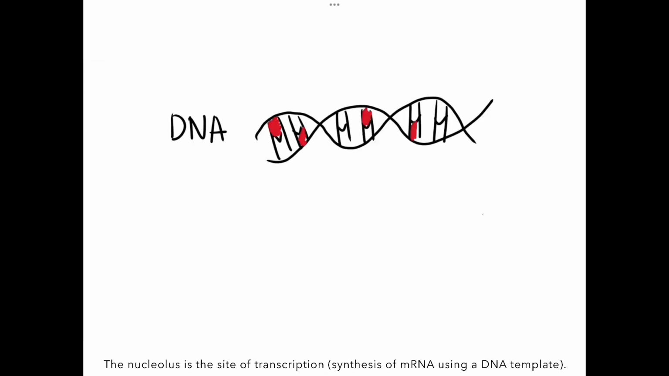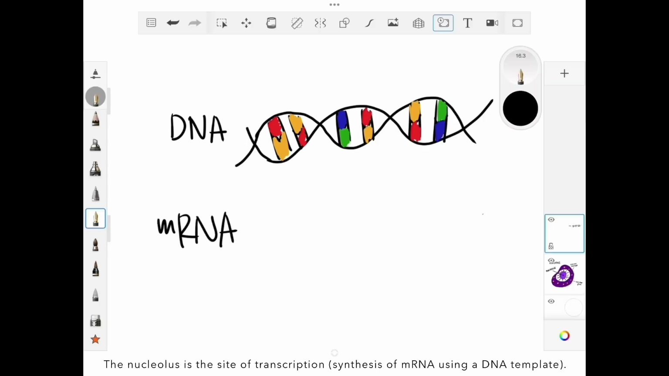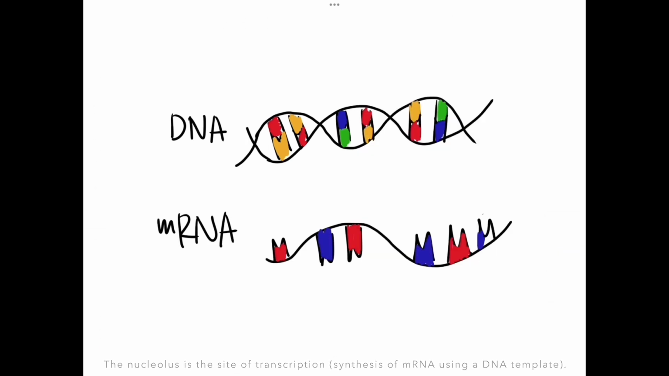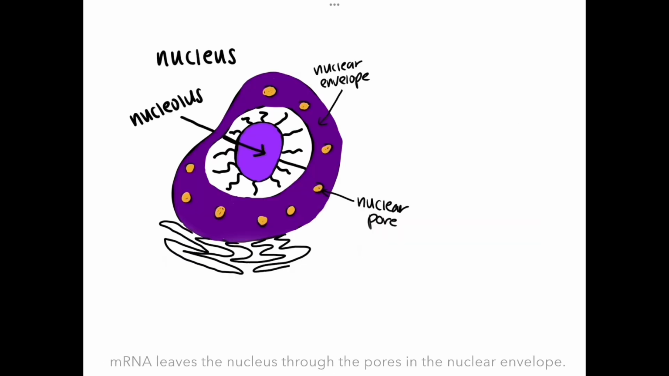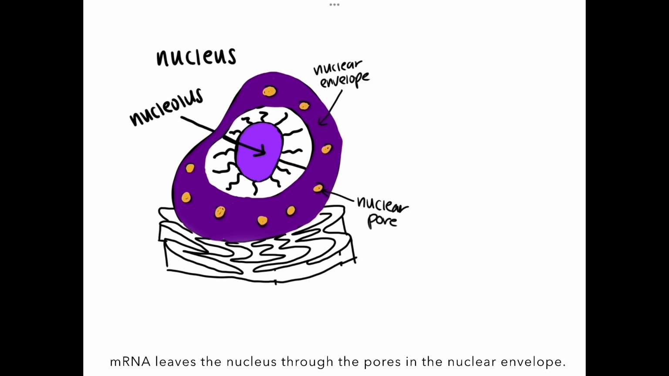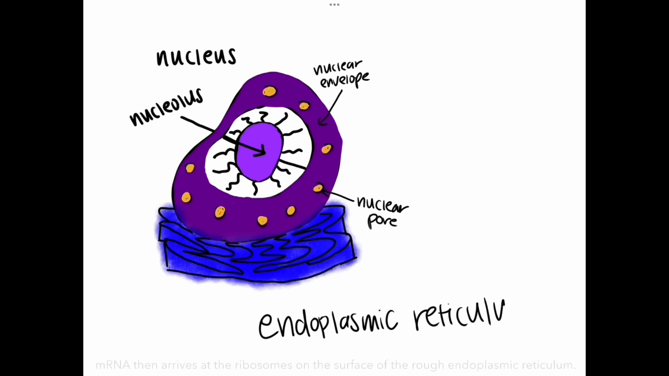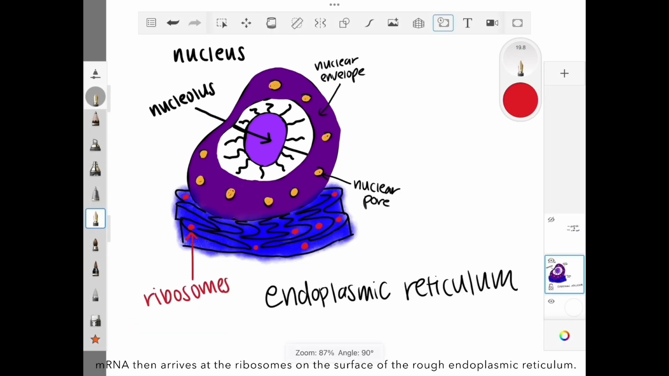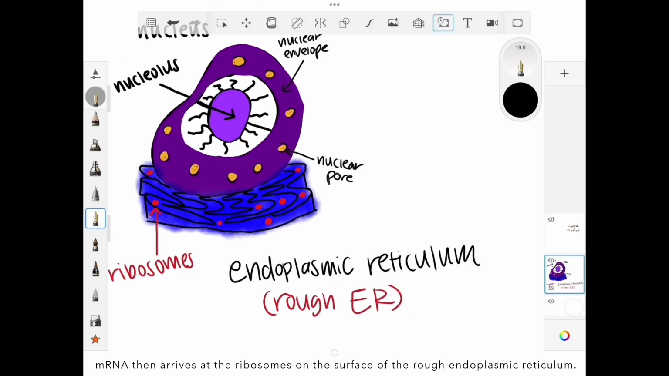The nucleolus is the site of transcription, or the synthesis of mRNA using a DNA template. mRNA leaves the nucleus through the pores in the nuclear envelope. mRNA then arrives at the ribosomes on the surface of the rough endoplasmic reticulum.